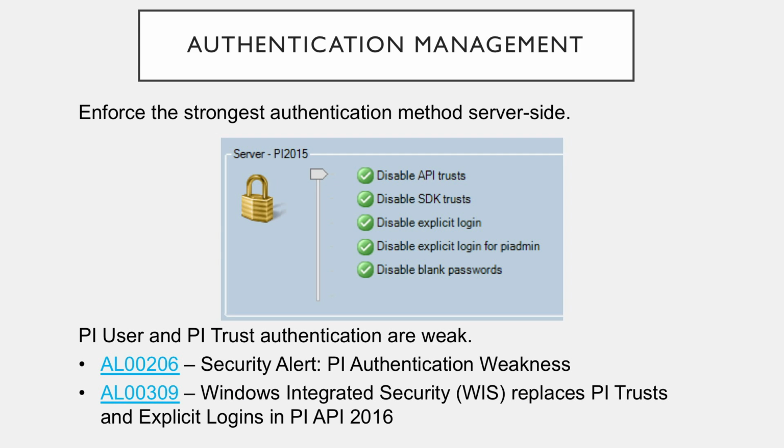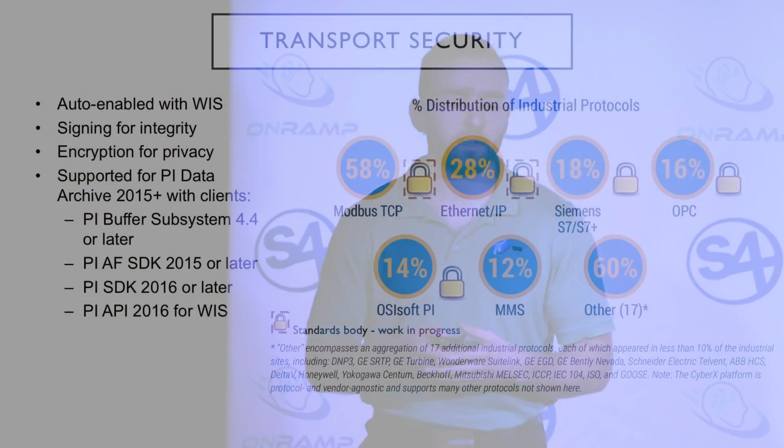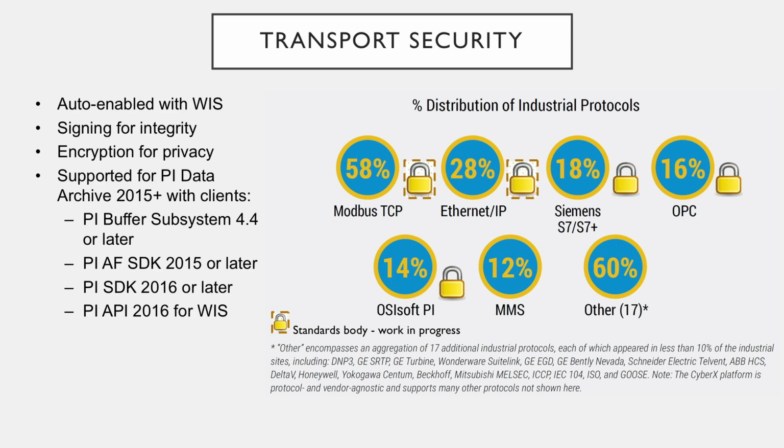Authentication management is really important. So with the PyData Archive, there are some legacy mechanisms of PyUser and PyTrust authentication. But the most secure mechanism is to leverage the integration with Windows security. So we make sure that we highlight with our customers that they should be leveraging Windows security as opposed to the old legacy methods. Now, I'll draw attention to the fact that when you're using this Windows integrated security, not only are you getting the strong authentication, but you're also getting the benefit of our automatically enabled transport security. And that means you have signing of the messages for integrity, and you have encryption for privacy.